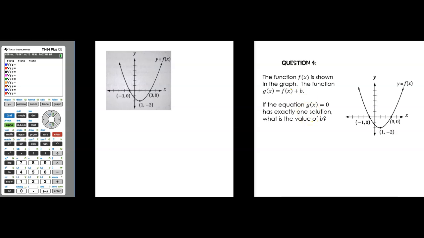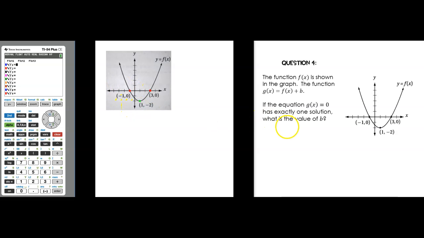So let's take a look at what we have originally. From the graph, we can see that our original function has two solutions. It has a solution at x equals -1 and also at x equals +3. We can also find another important point on this function, and that is, of course, the vertex. The vertex is located at x equals 1, y equals -2.